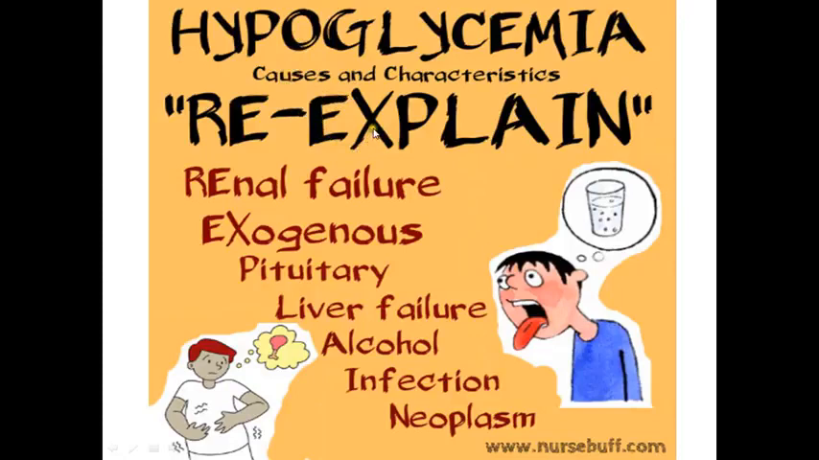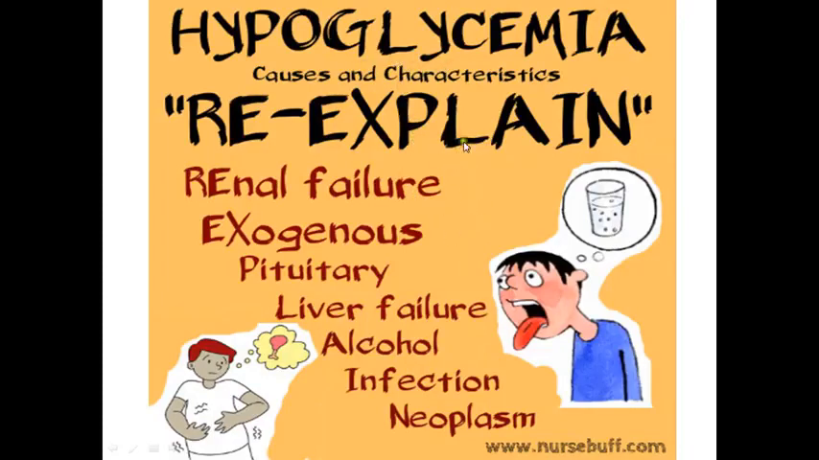X is exogenous, so the patient is taking insulin and the patient is taking anti-diabetic drugs, of which the most important is the sulfonylurea. So in re-explain, the re is renal, and X is exogenous, which includes the drugs. P is pituitary, so if there is pituitary deficiency, what hormone deficiency? If the patient has growth hormone deficiency or cortisol deficiency, ACTH deficiency, pituitary destruction, pituitary tumors, postpartum hemorrhage causing Sheehan syndrome, so there is pituitary failure. In all those conditions, patients can have hypoglycemia.